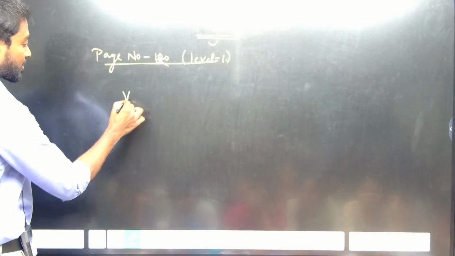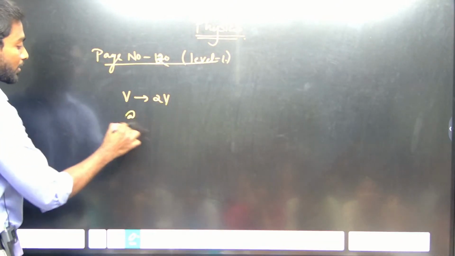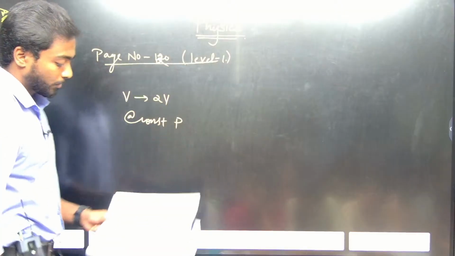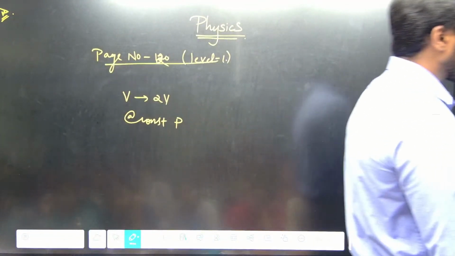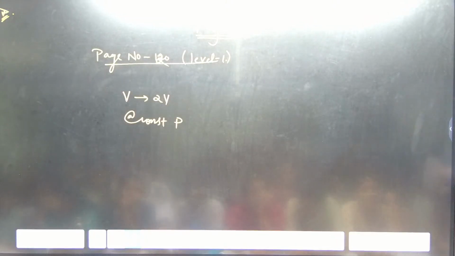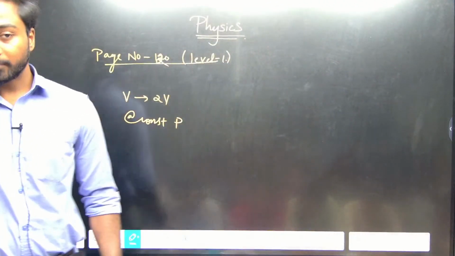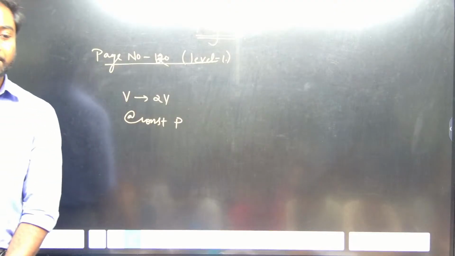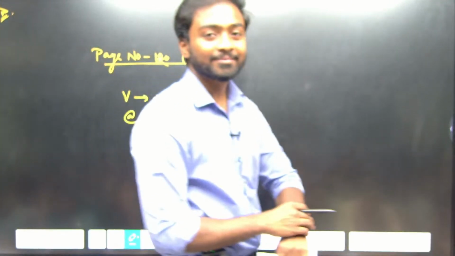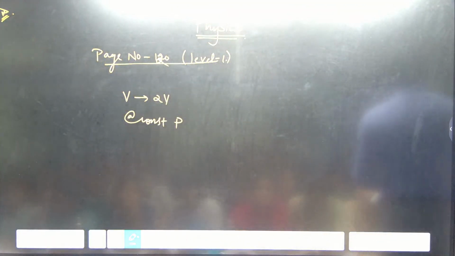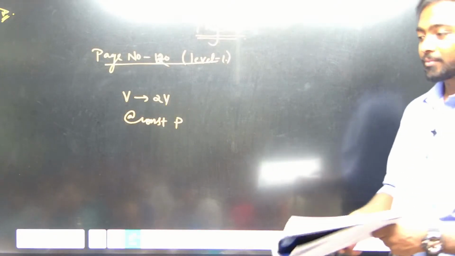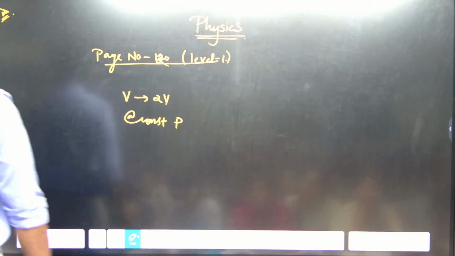Third question, read the question. When the volume changes from V2 to V at a constant pressure, then the change in internal energy will be. At a constant pressure they are asking, no? So tell, what is the formula? dQ is equal to dU plus dW. And what is the formula for dQ first of all?